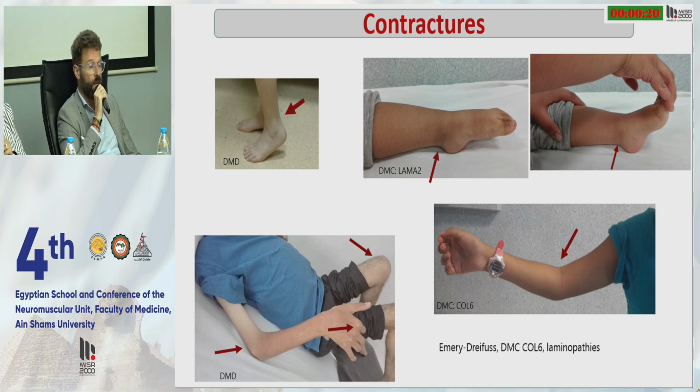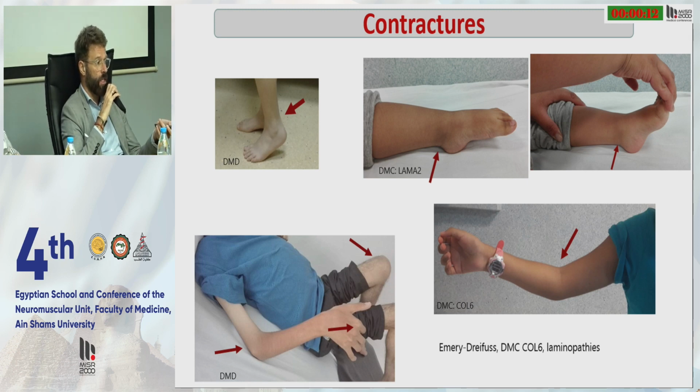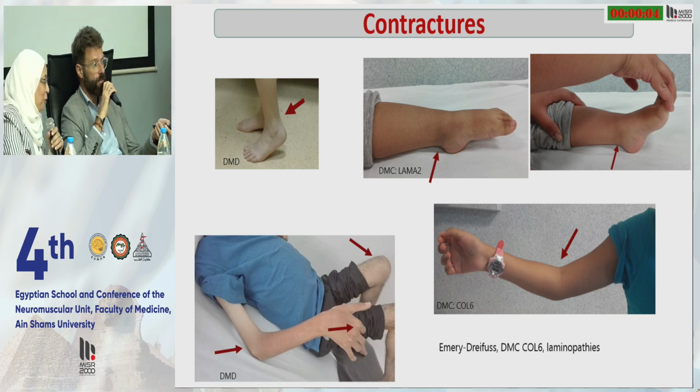Contracture, we always check for this, especially in the Achilles tendon with the talipes. You have a major contracture in this condition that I think is frequent here, the Lama2 deficiency. We have a series of Lama2.